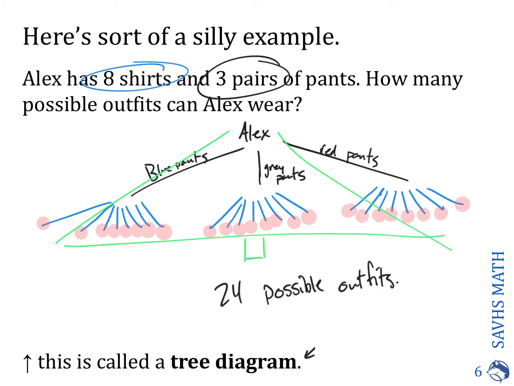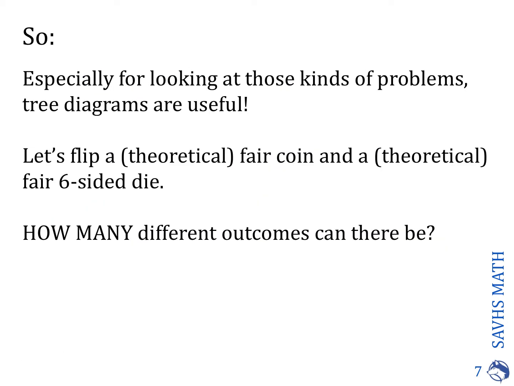So this is called the tree diagram. What it shows is all of the possible outcomes of a set of things that you could choose. When you have 2 or 3 or 4 things to choose, it's really helpful for us to have these tree diagrams. And I'm going to show you another example of this.